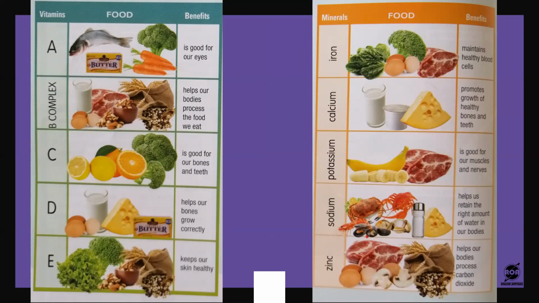As you can see in the picture, we have lobster, crab, shrimp, oysters, and others. And also salt and cheese. And this helps us retain the right amount of water in our bodies.